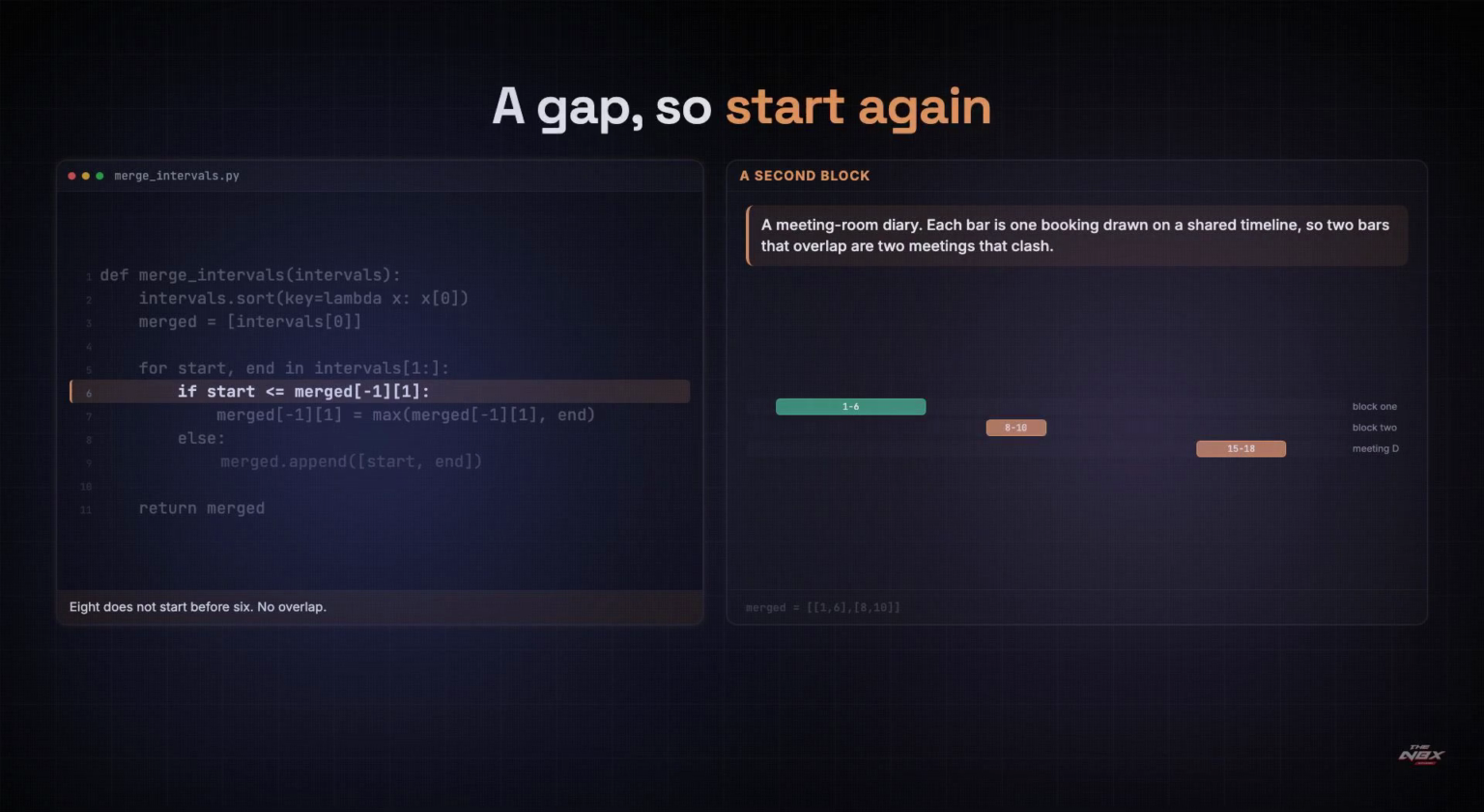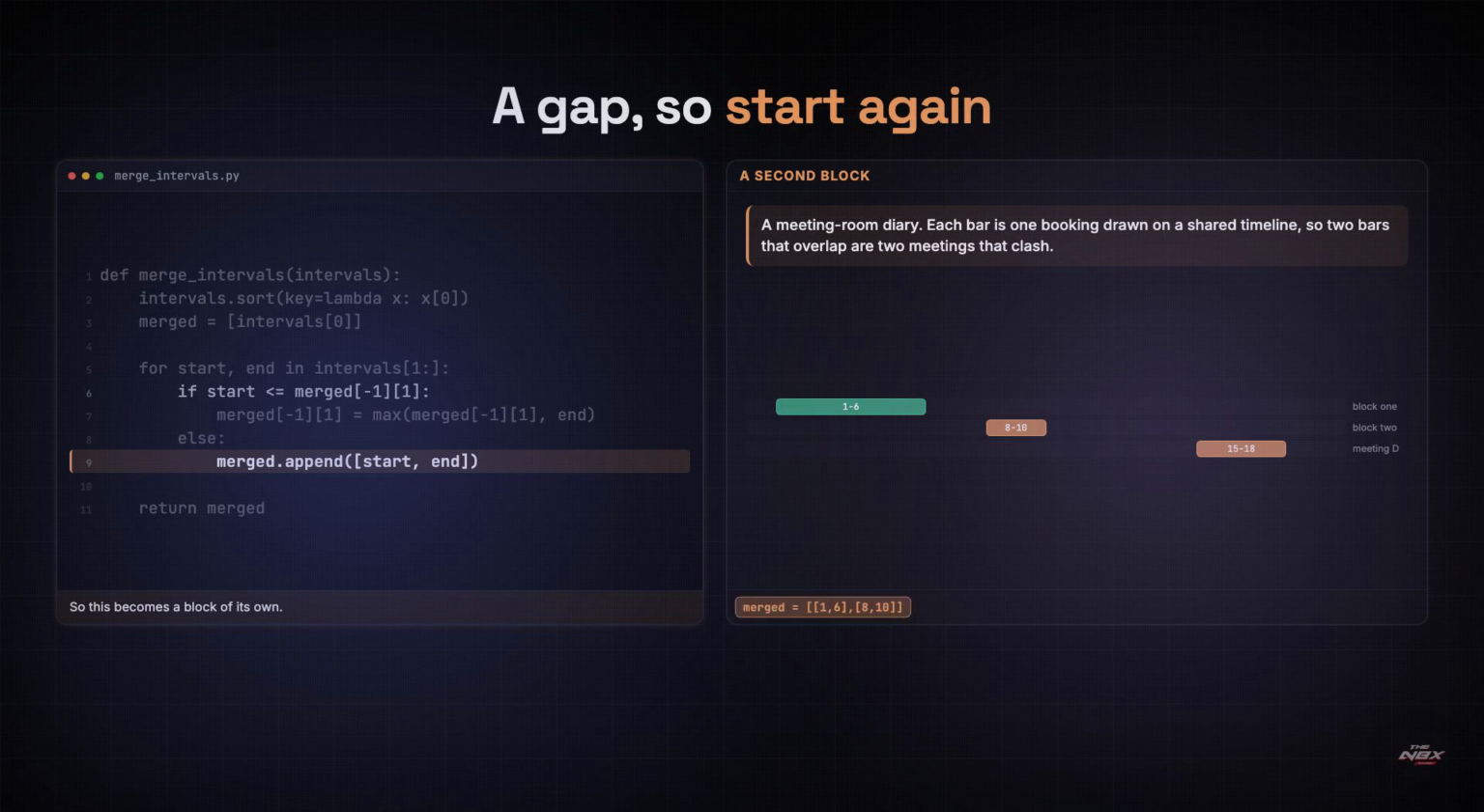Next is 8 to 10. Does 8 come before 6? It doesn't, so there's a gap. The else branch runs, and we append it as a separate block. 2 blocks now. That's the entire decision the algorithm ever makes. Overlap means widen, gap means append. One comparison per booking, and it never revisits a decision it has already taken. That refusal to look back is exactly what the word greedy means.